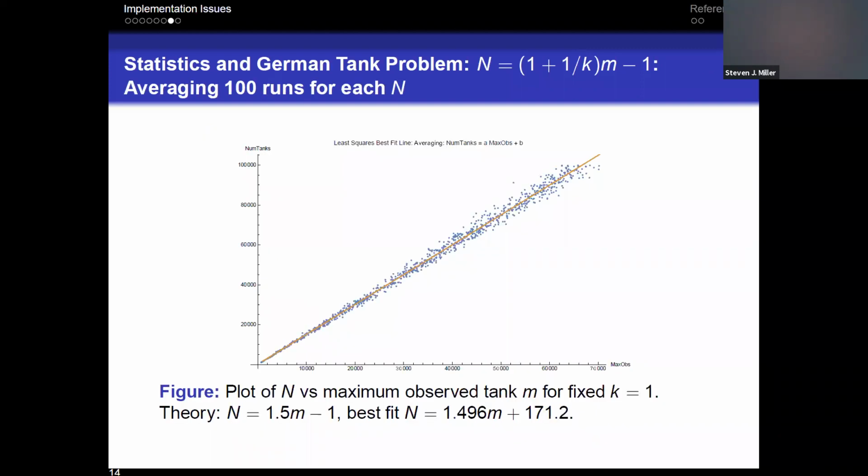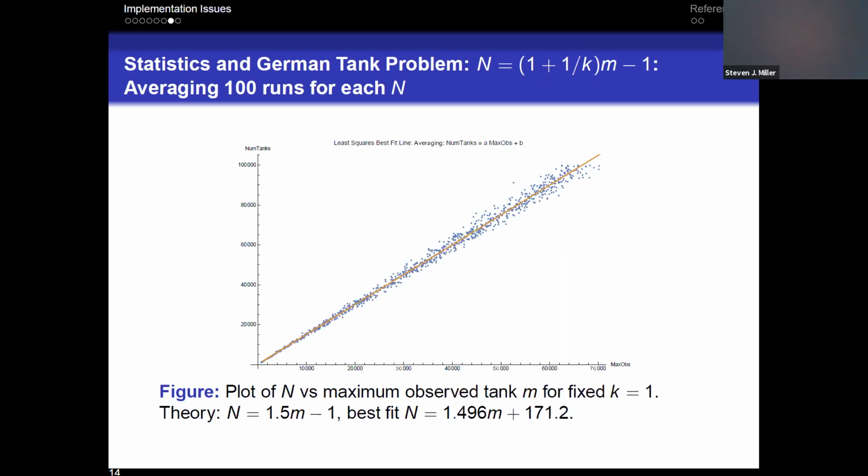I'll say one last thing about this. We could do this, of course, for k equals 2 and 5 and all that. You'll see similar results. But what's wonderful about this is we don't need to know how to derive the theory here. We can do some simulation, and by doing the simulation, we can predict what the answer should be.